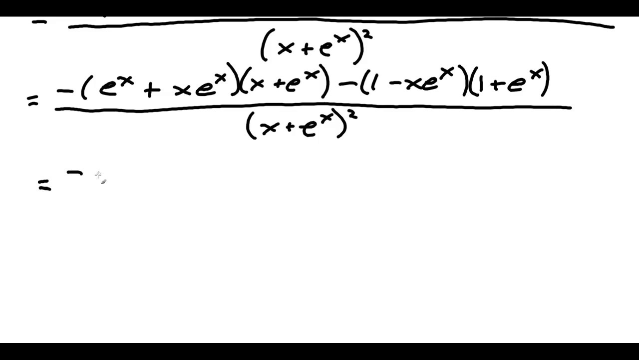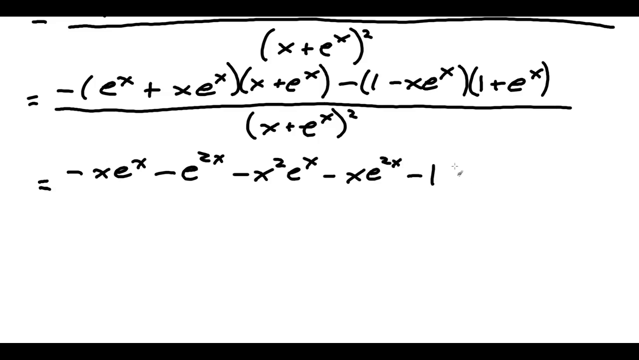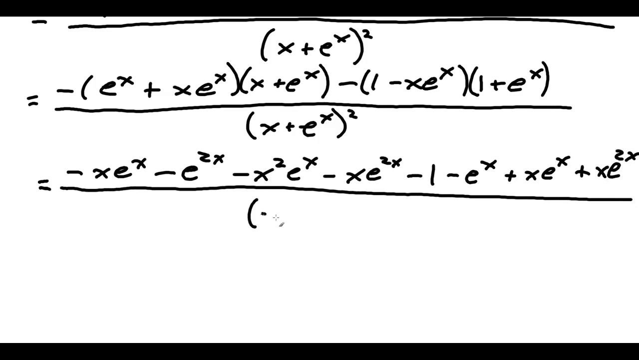So it looks like we will have negative x e to the x, minus e to the 2x, minus x squared e to the x, minus x e to the 2x, minus 1. These first four terms were from foiling this. Now we'll FOIL this out. We'll distribute those. So we have minus 1 minus e to the x. This would be a negative x e to the x, but it's minus that, so that is plus x e to the x. And plus x e to the 2x. All over (x plus e to the x) quantity squared.